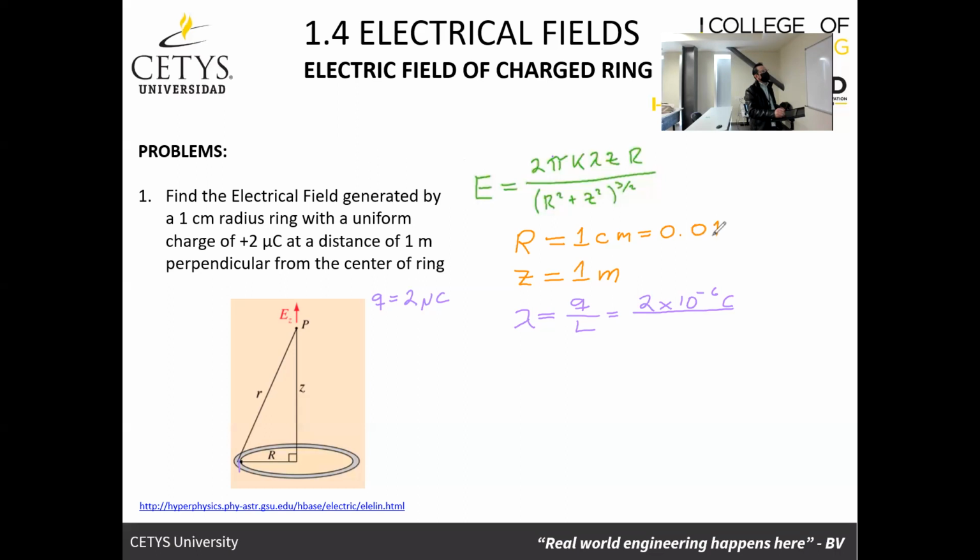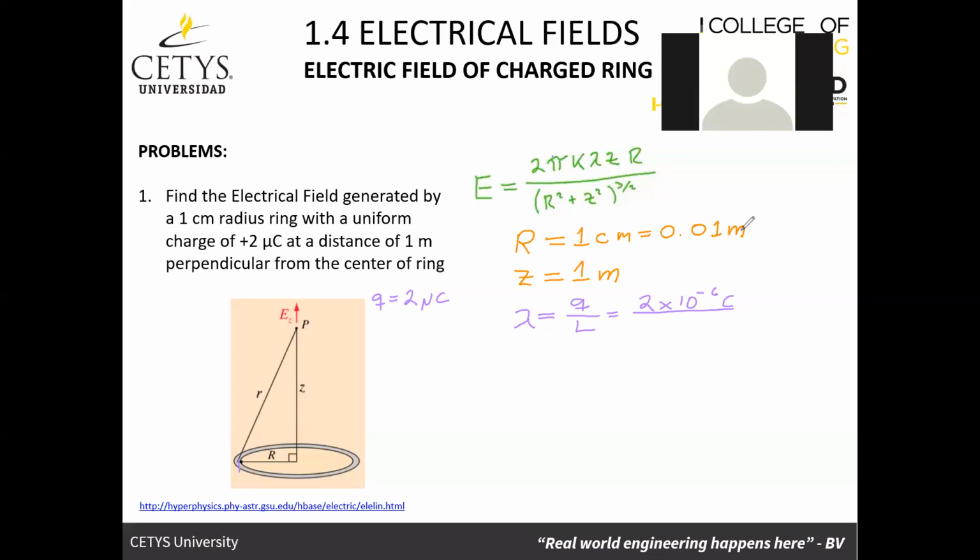0.01 meters. And so that's the charge, which would be 2 microcoulombs, or 2 times 10 to the minus 6 coulombs. But that charge would be distributed along a certain length. What would be that length in this case? The diameter. No, the 1 meter, no.